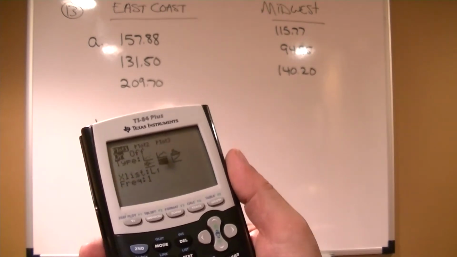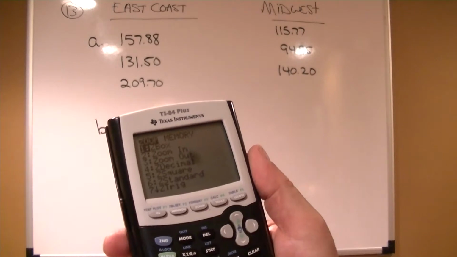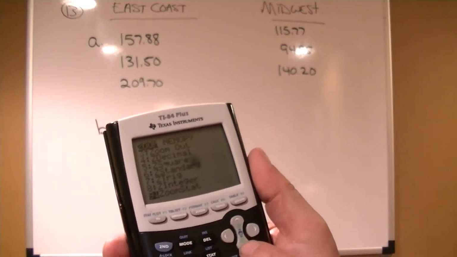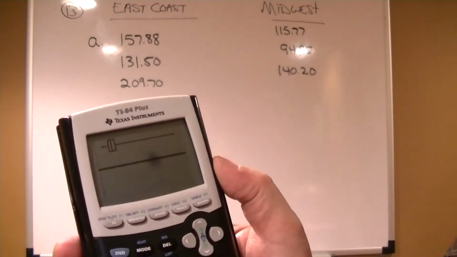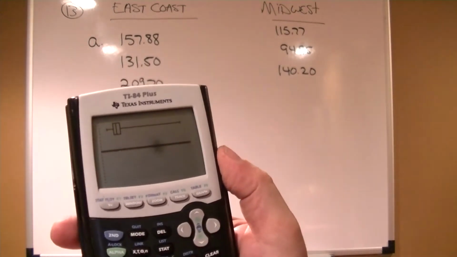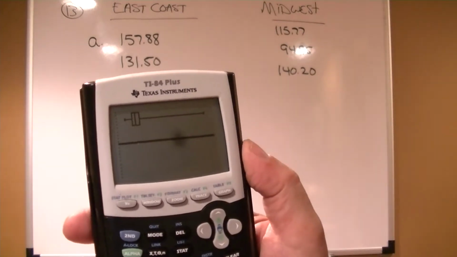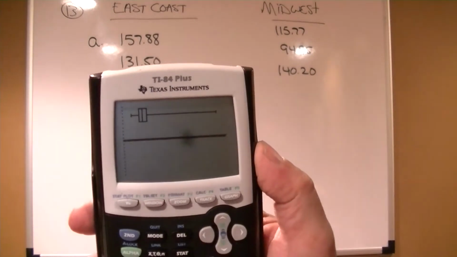Okay, and now from here I want to hit zoom and then number 9. You can toggle down where it says zoom stat and hit enter. And there's your box plot and whisker. Or box plot, just say it that way. Okay, and match it up to the one that you have, and I think it was B. Looks like it from here. Okie doke.